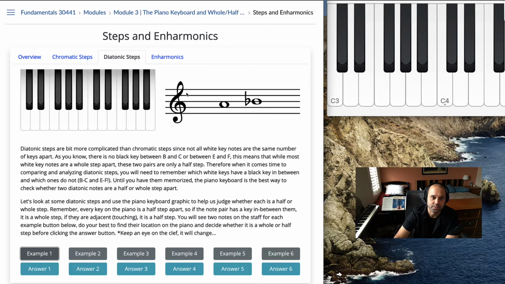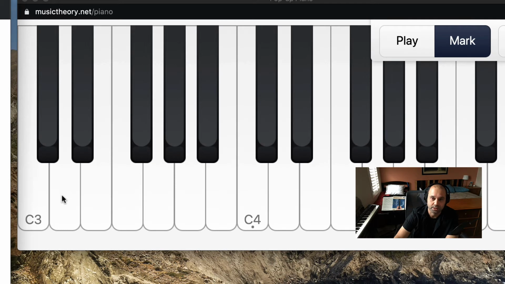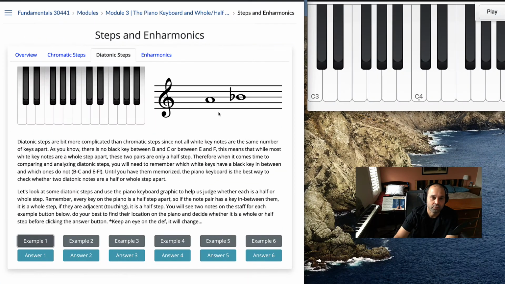The difference with diatonic steps is that we have to be aware and very careful with which two letters we're seeing, because not all the letters are the same distance apart on the keyboard or in the musical spectrum. So C to D has a black key in between, so C to D is a whole step. But E to F, with no black key, is a half step. So not all the distances between the letters are equal. We have to be very careful that we are aware of which two letters we're looking at. So let's do this one.